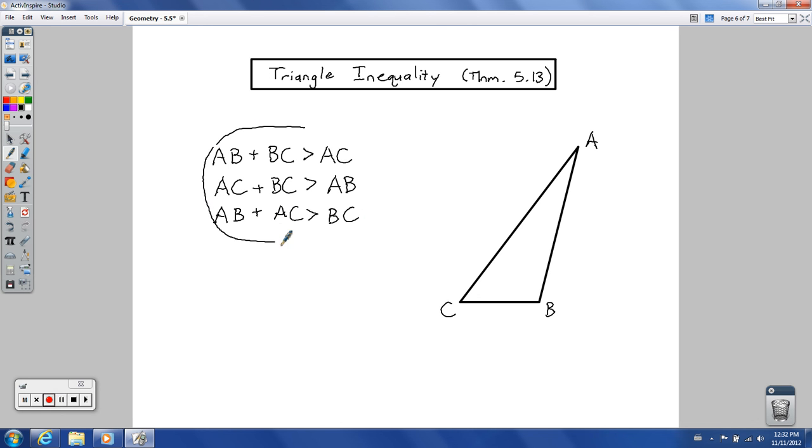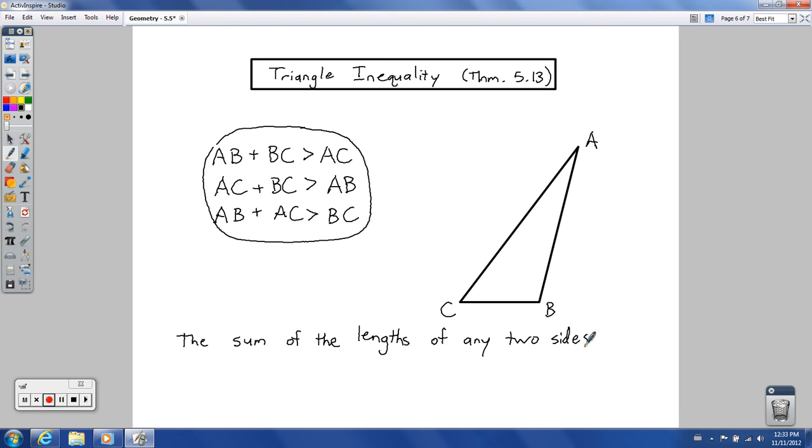For those of you that works for, great. For those of you that are still a little unclear on that, let's write down a sentence. I want to see both ways written down on your paper. The sum of the lengths of any two sides of a triangle is greater than the third side.